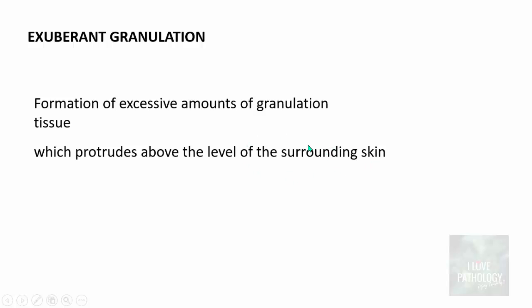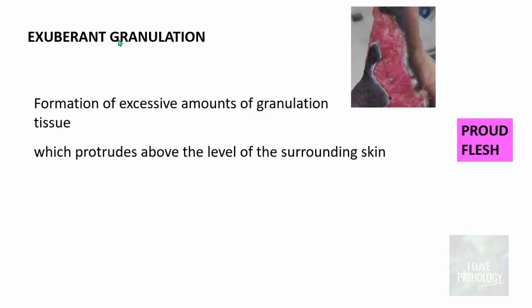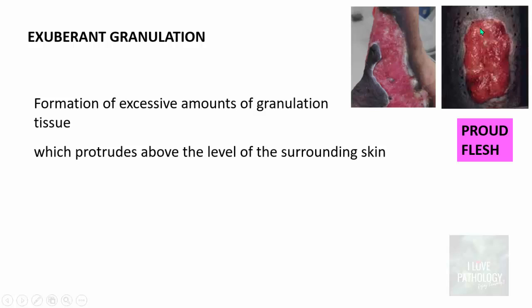It is very important to call this exuberant granulation, because normally granulation tissue will be formed, but when it protrudes above the level of surrounding skin, then it is referred to as exuberant granulation tissue. It's referred to as proud flesh. Okay, so this is a normal occurrence of granulation tissue. It is at the level of the surrounding skin, but look at this image where there is protrusion of the granulation tissue. This is referred to as exuberant granulation.